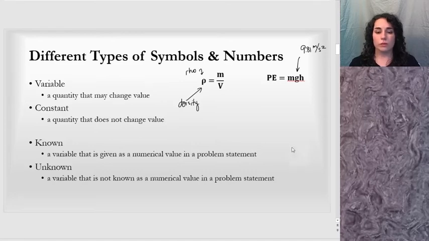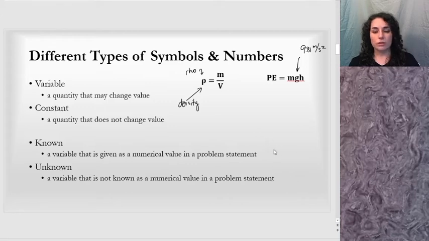Also, when we're working with problems and problem solving, of course, we're going to be given knowns and unknowns. Some things we're going to have to know in order to solve for the unknown, which is the point of the whole problem, right? So the knowns are variables that are given as numerical values in the problem statement, and unknowns are the ones we don't know. And so you will become more skilled at identifying knowns and unknowns.